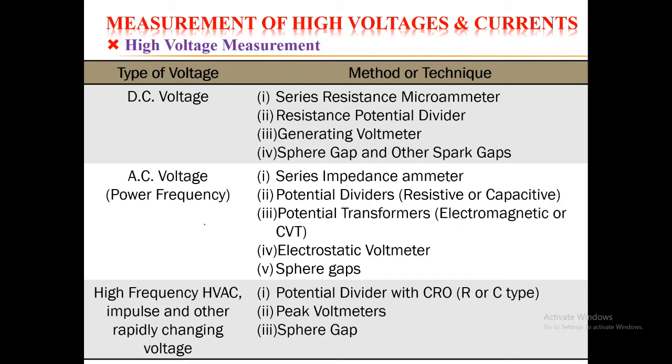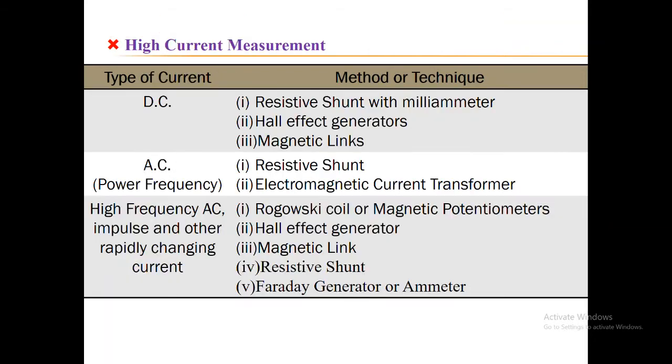Today we will see the various methods used for the measurement of high currents in high voltage laboratories as well as in the actual power system field. So we all know the different types of current. One, that is the direct current. Second, the alternating current at power frequency, and the alternating current at higher frequencies, or sometimes we can consider them as a rapidly changing current or the impulse current.